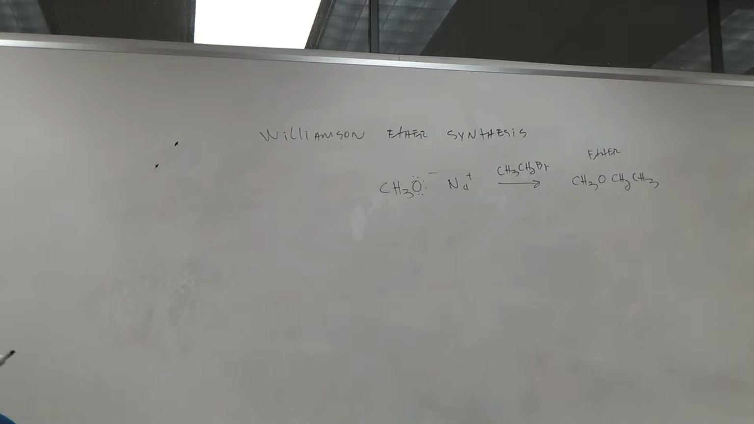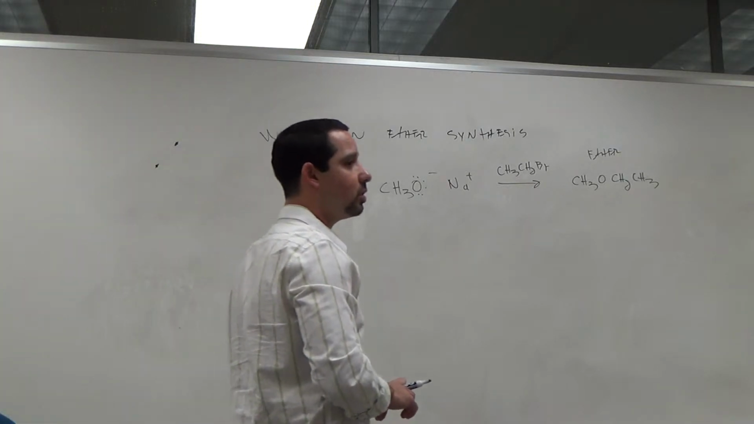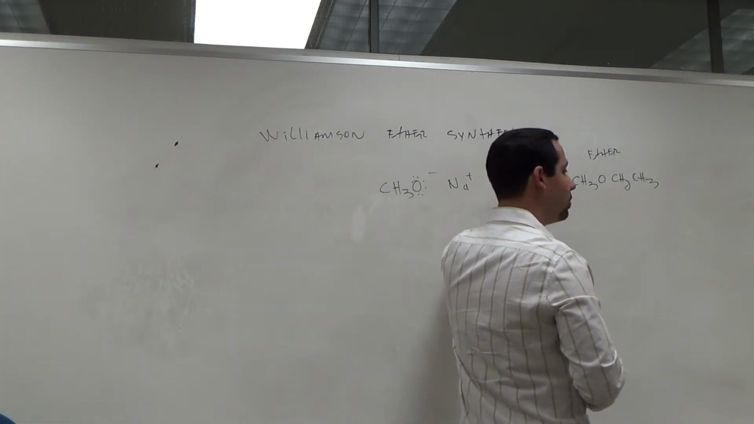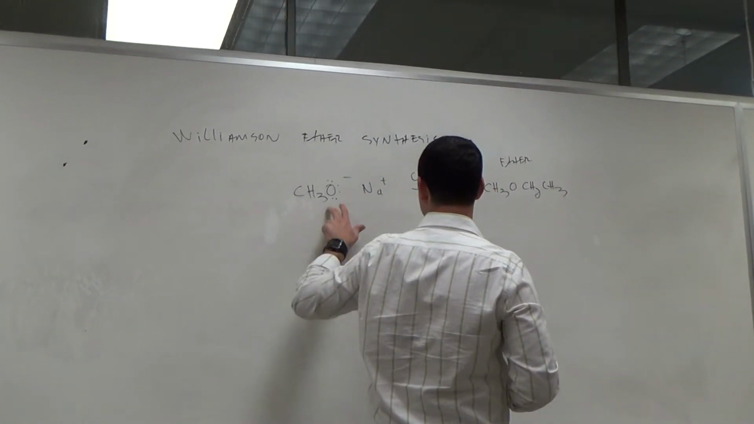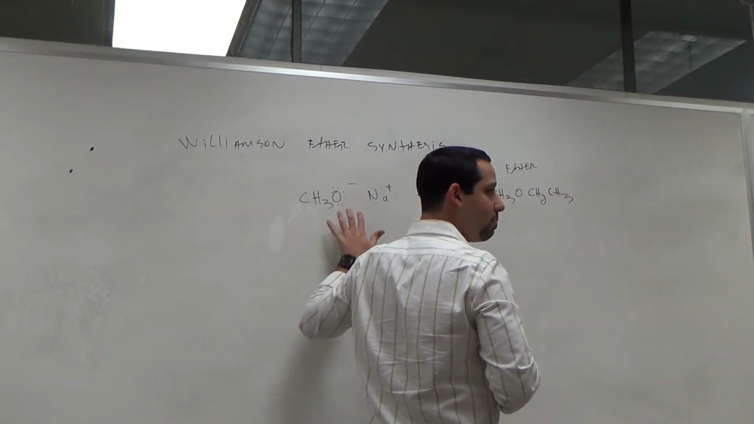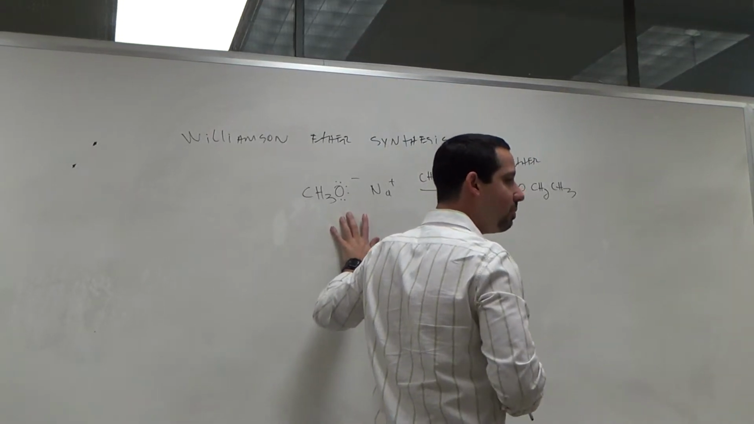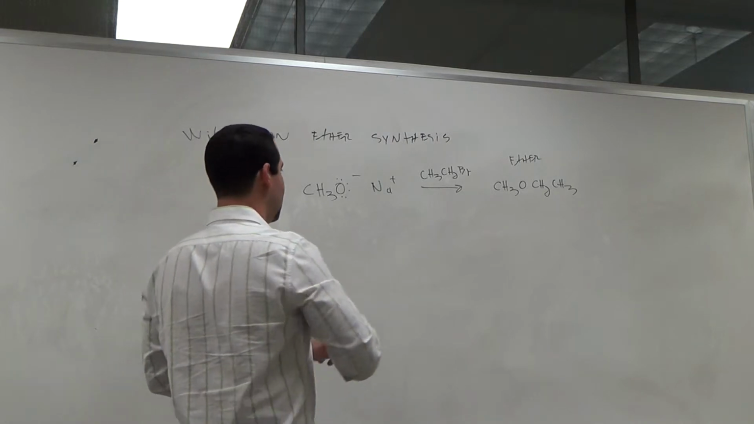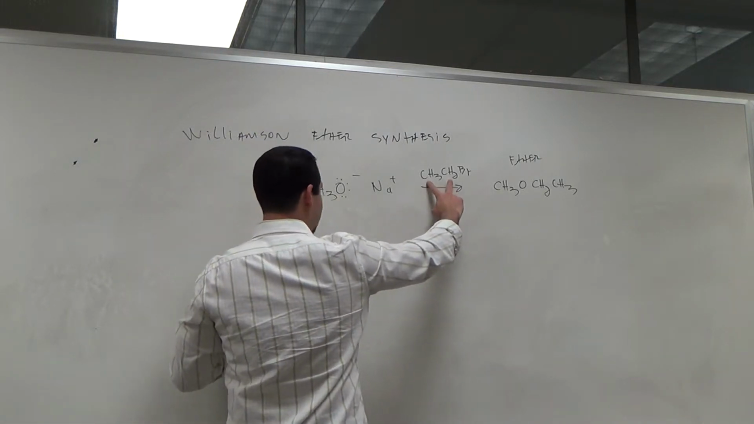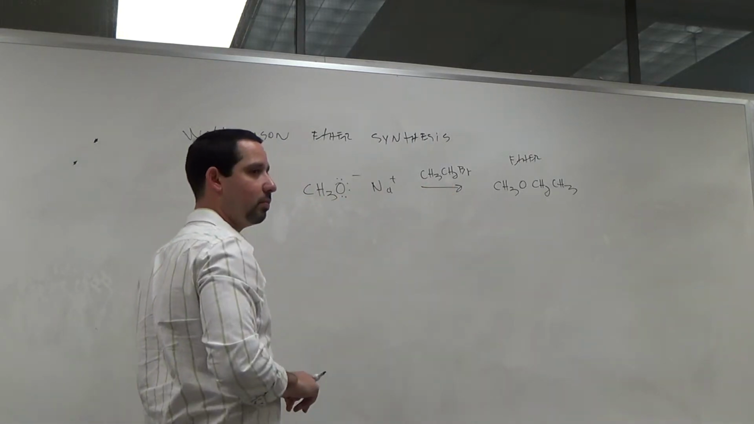The alkyl halides that you use for this synthesis cannot be tertiary, because if you add a tertiary alkyl halide to this, this will act like a base, and it's going to give you an elimination reaction. So I don't want you to go crazy, okay? Small this, small that, okay?